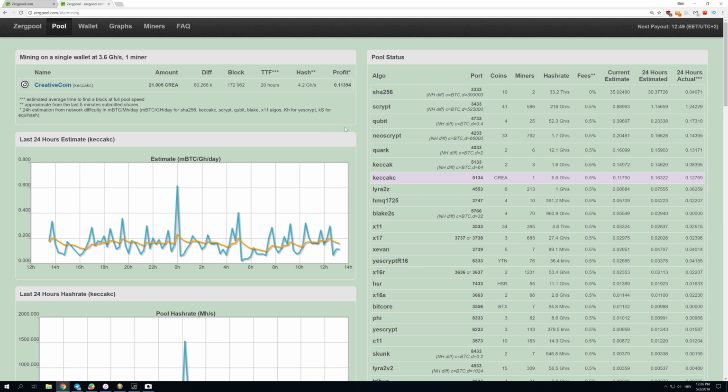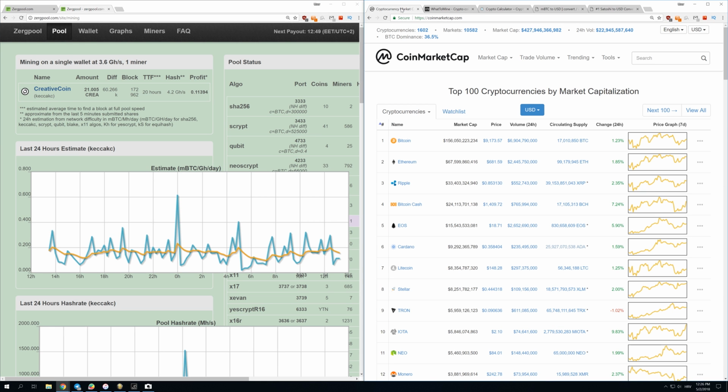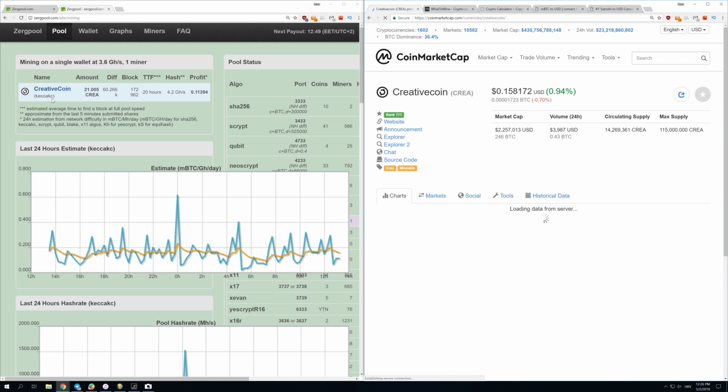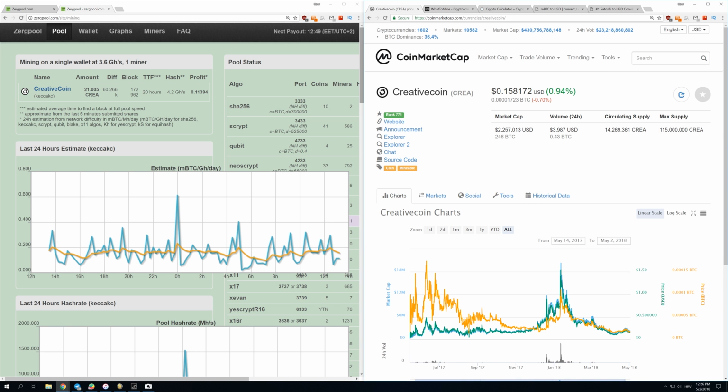So let's see how much you could earn by solving one block. So we will have to go to CoinMarketCap and just search for Creative Coin. So you get 21 coins, which each cost 15 cents, so that would be about $3. So you can make $3 if you get lucky in the next minute or even in the next second.